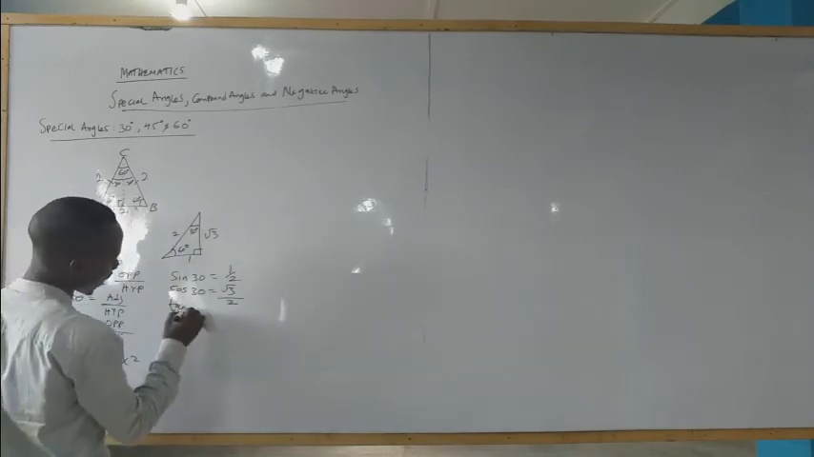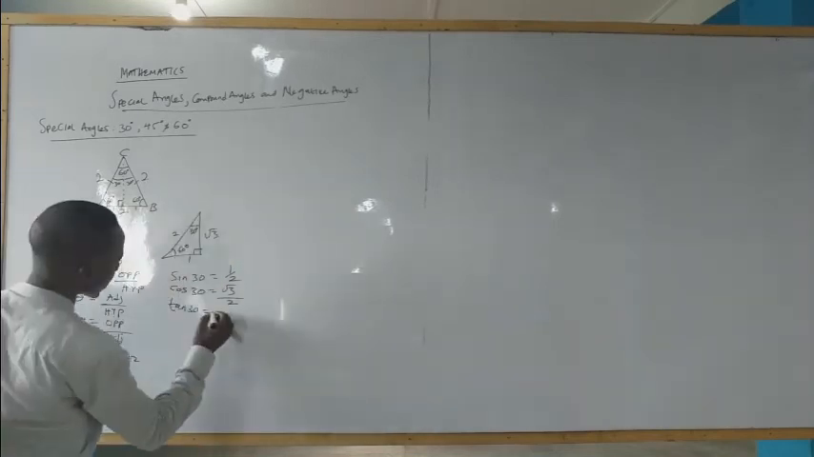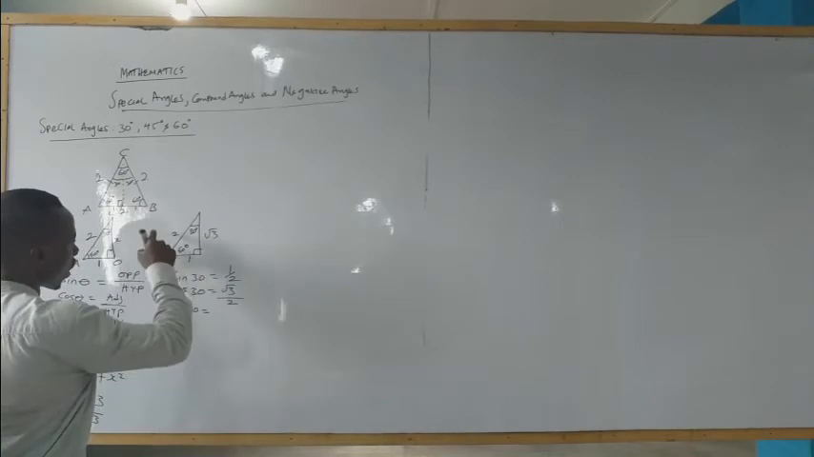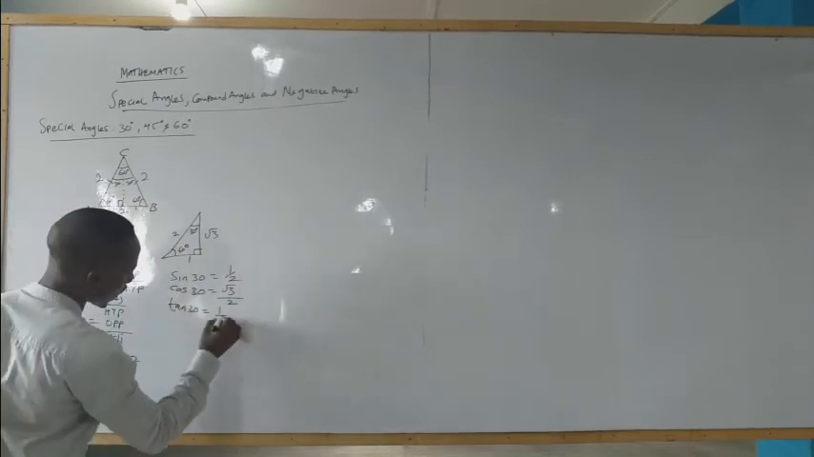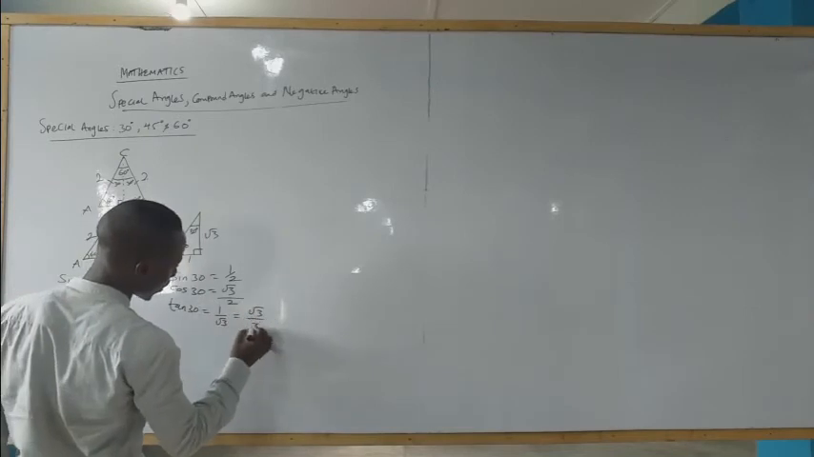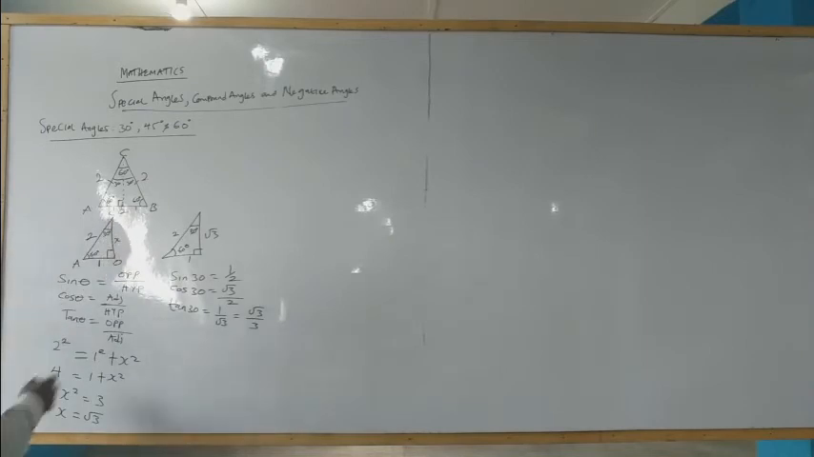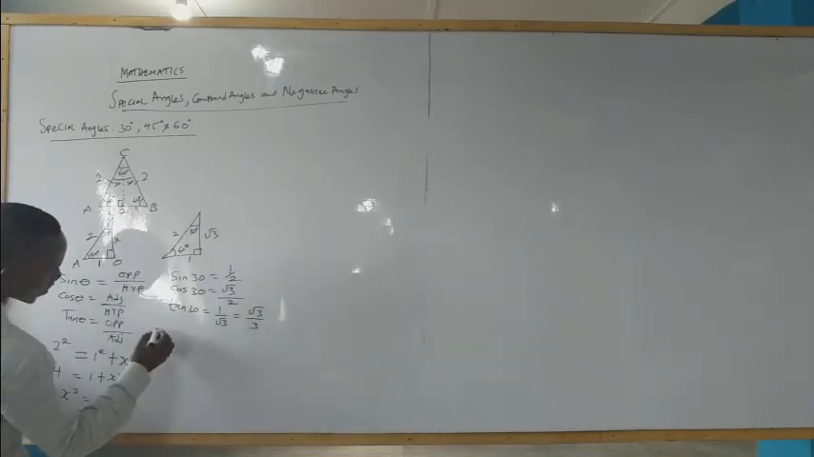And then tan 30. Tan 30 is what? From here we have tan 30: opposite over what? Adjacent. 1 over root 3. Rationalizing, we have root 3 over 3. That is that. Then we come towards 60.